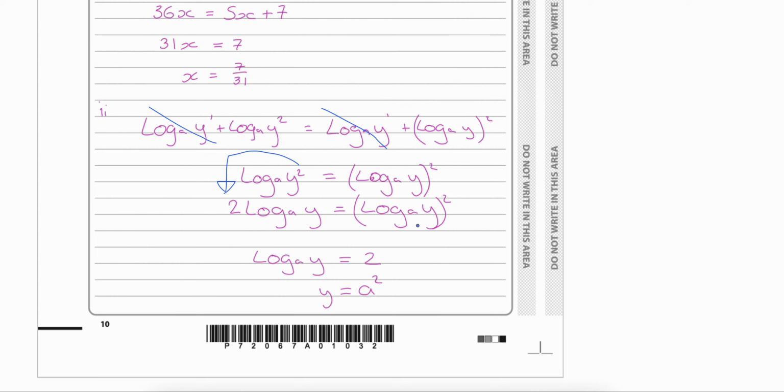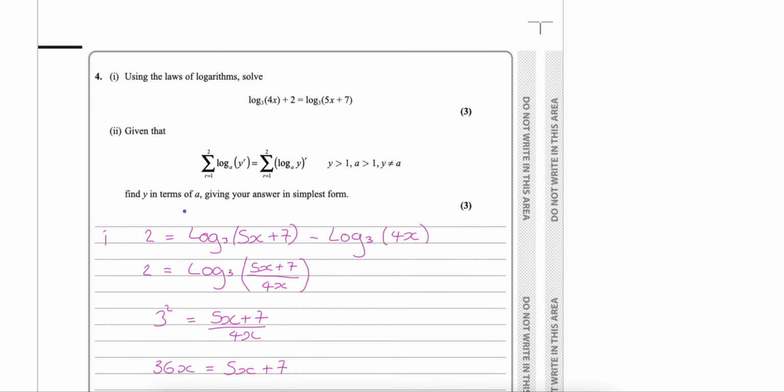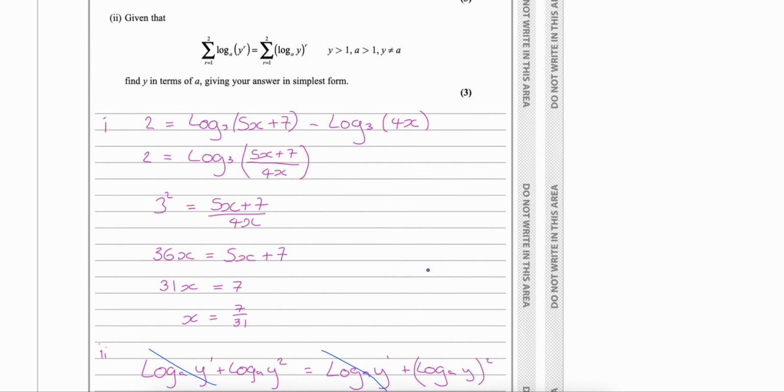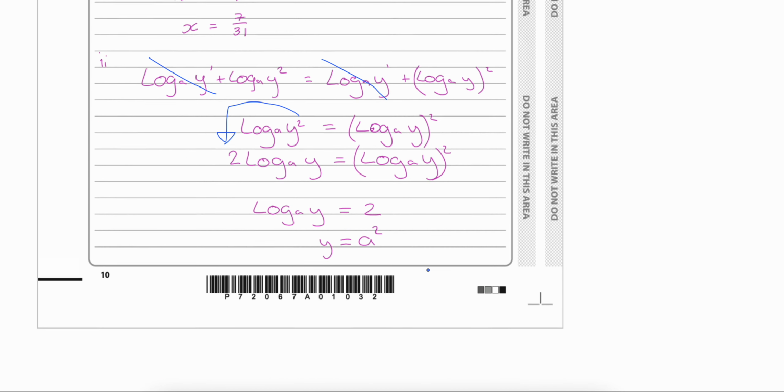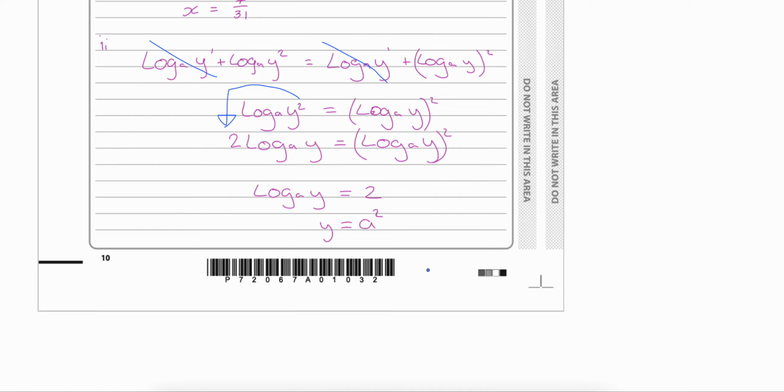You can divide both sides by log a y, and that will simply give you log a y is 2. Writing it in exponential form, a to the power of 2 is y. Find y in terms of a. y is a squared. I think that was quite a tricky question. So well done if you got it right.